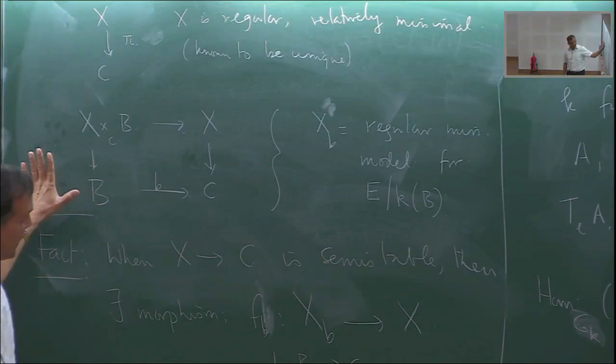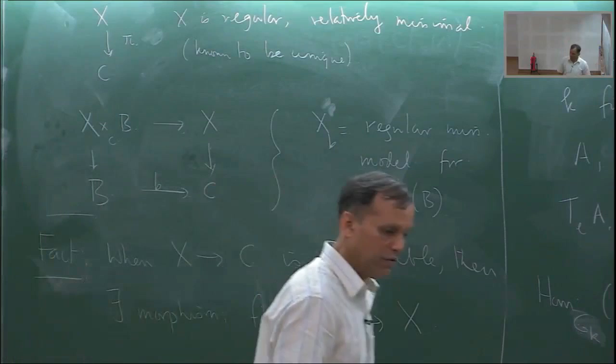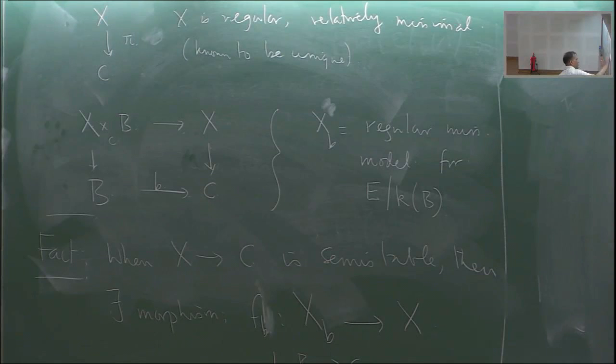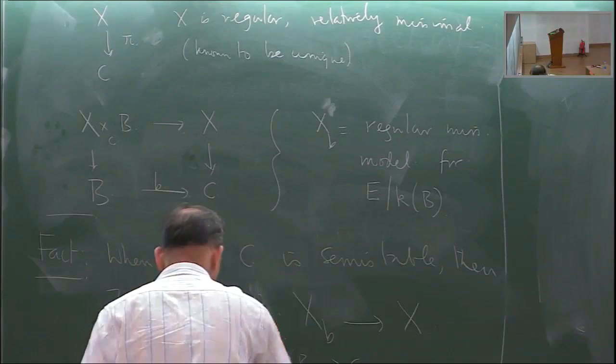Okay, so this map actually exists. For the semi-stable case, of course, it always exists. I need this map in order to state the hypothesis. So I'll continue to denote it by B, if you don't mind.